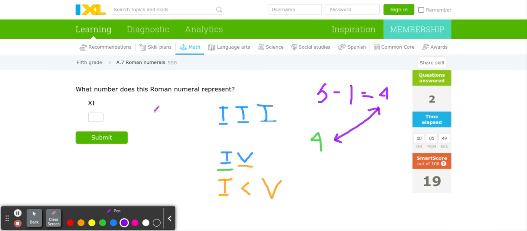So in this case, we're asked, what number does this Roman numeral represent? Well, we know that X equals 10 and that I equals 1. So 10 plus 1 equals 11.